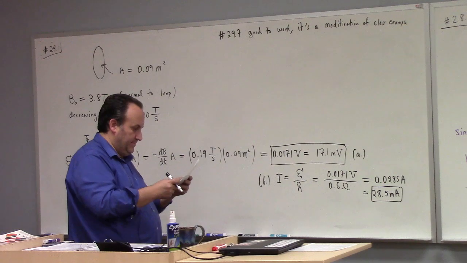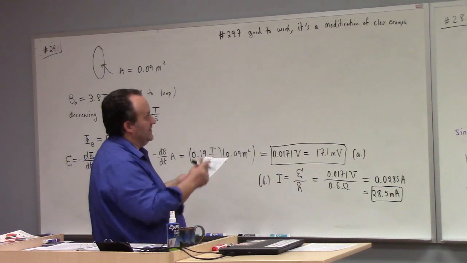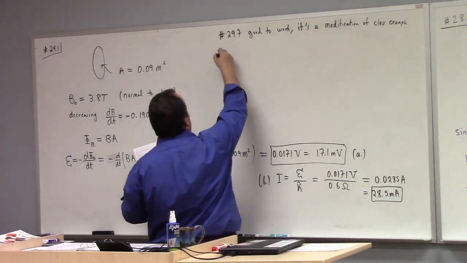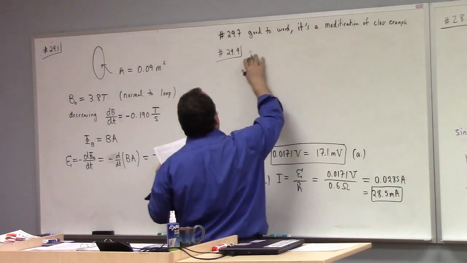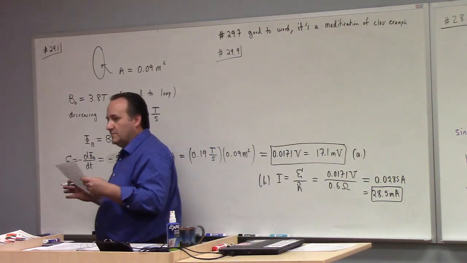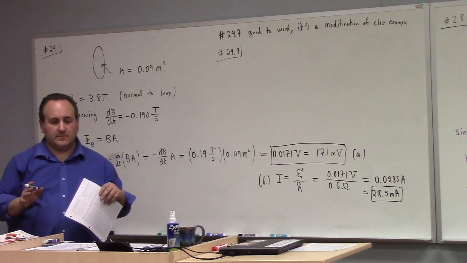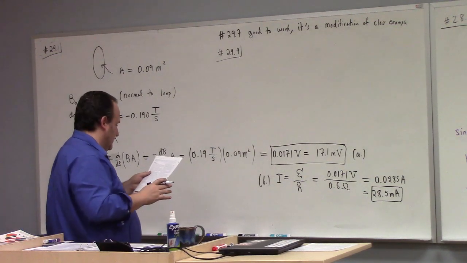I'm going to work 29.9 instead, though, because I think that one's going to eat up more time than I want to spend on it. But that's a good problem to work. Number 29.9. I think that 29.7 can be handled by the mathematics I shared in class. I'd have to work through it to be sure, but okay.